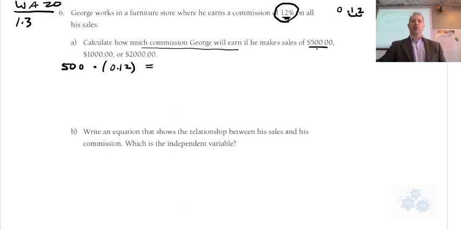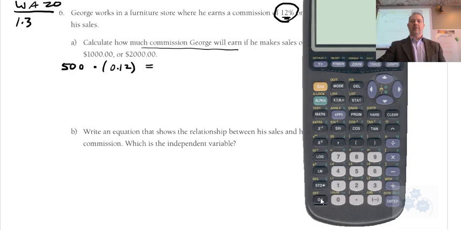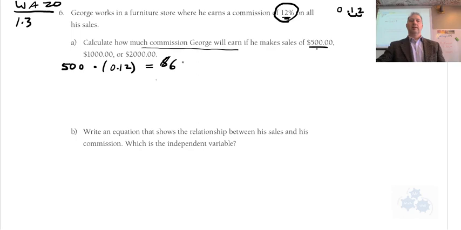That's how much money George would make on $500. So 500 times 0.12 is $60. So George would make $60. That's commission on $500. Any questions on that?